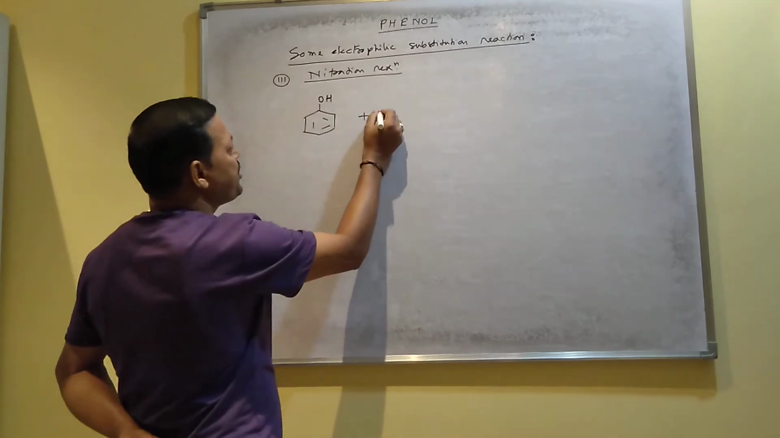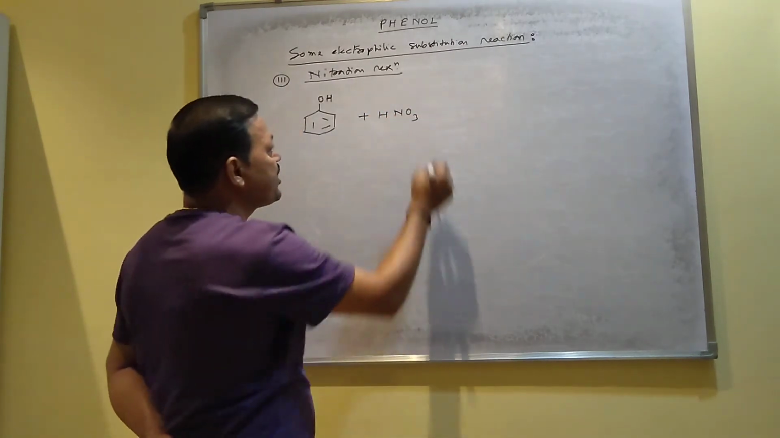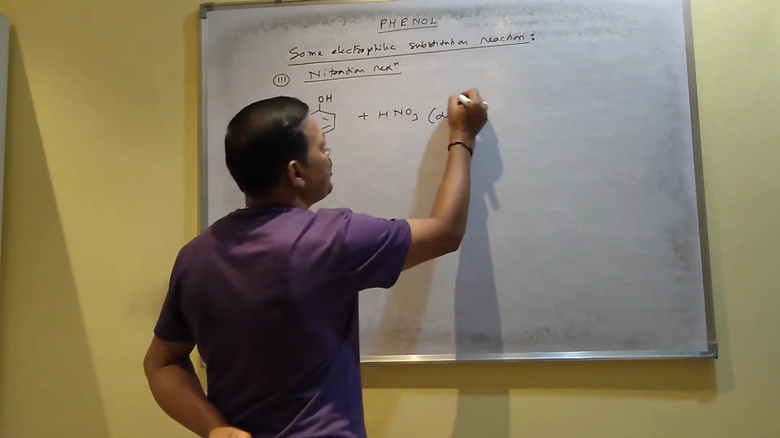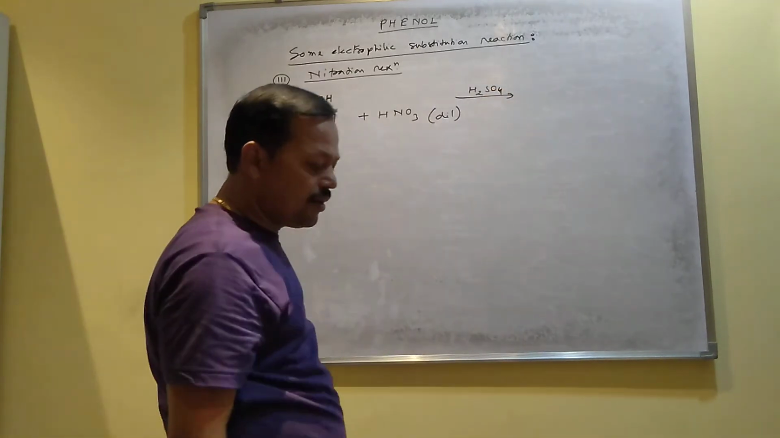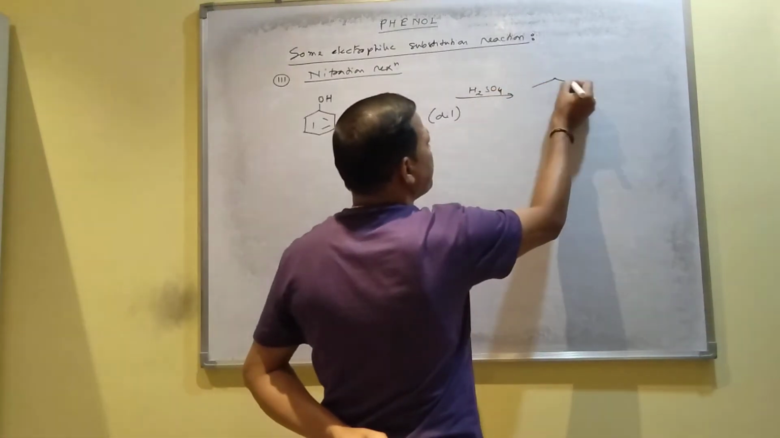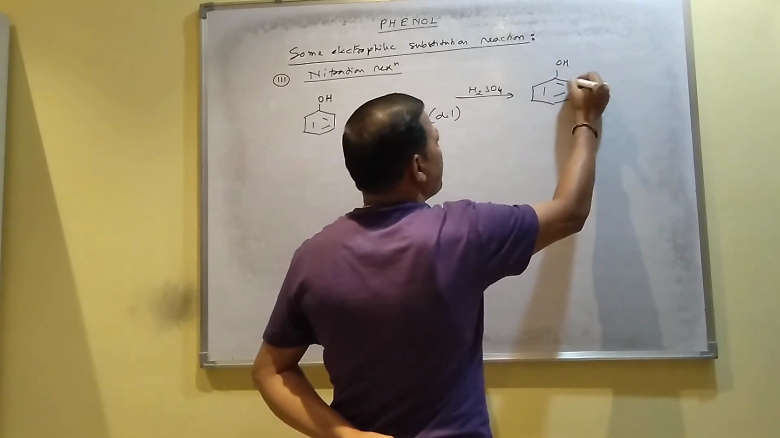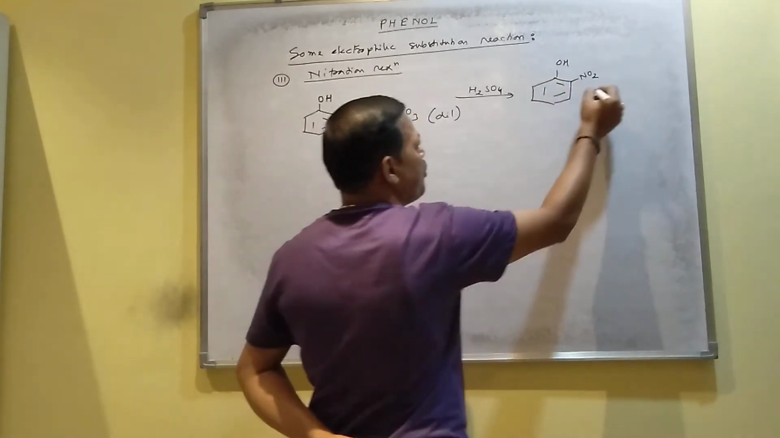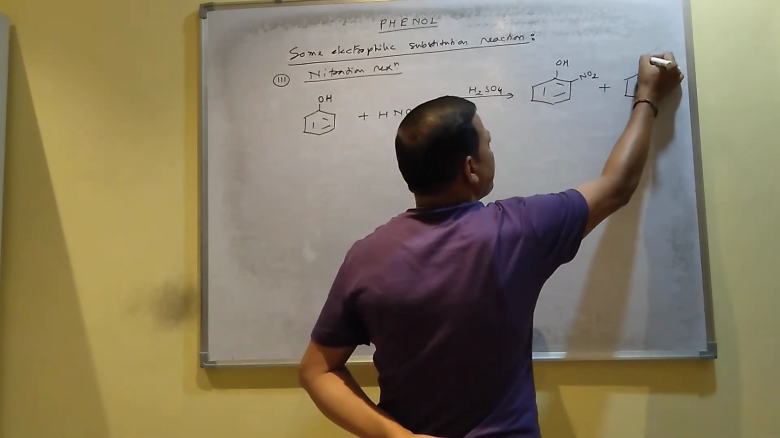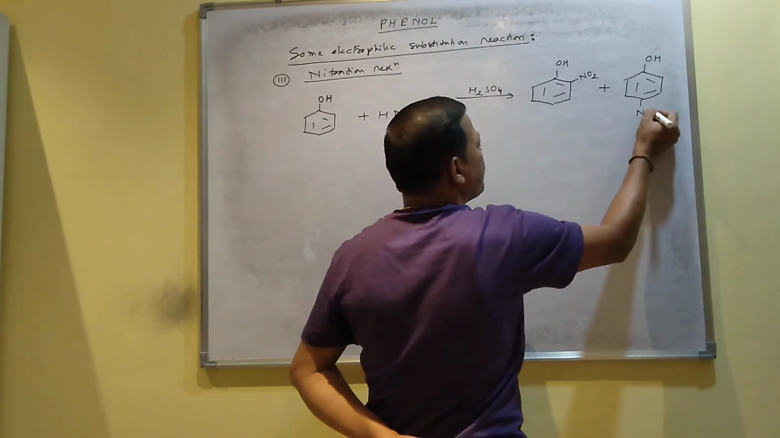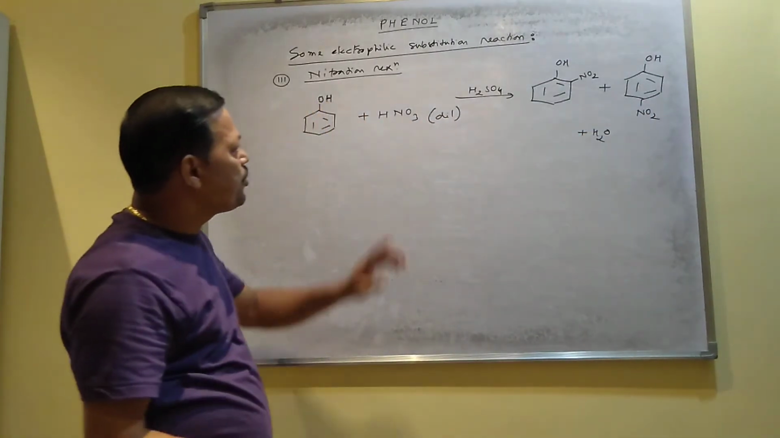When you apply nitric acid, and if the nitric acid is dilute nitric acid in presence of sulfuric acid, then you will get orthonitrophenol, or you may get paranitrophenol. Side product will be H2O. I think you know about this.